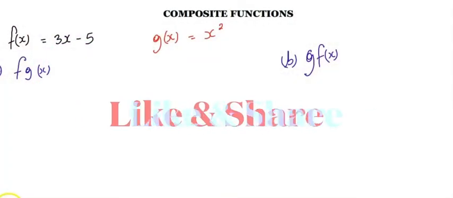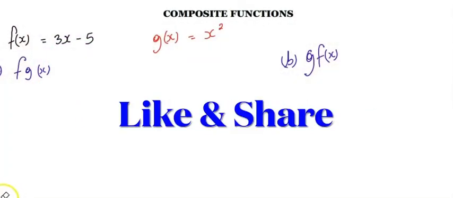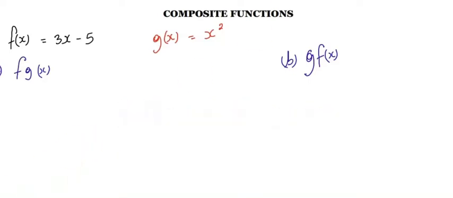We are going to be looking at composite functions, and this is a combination of two or more functions that we are going to work together. So the first function is f of x is equal to 3x minus 5. The second function g of x is equal to x squared.